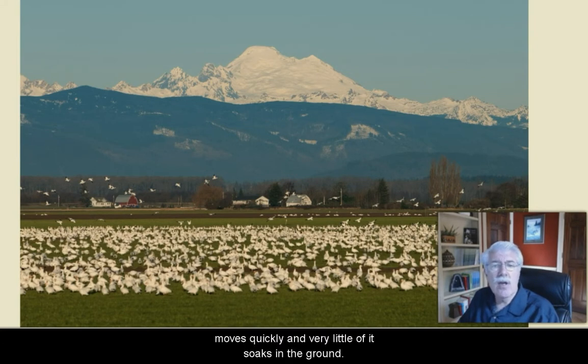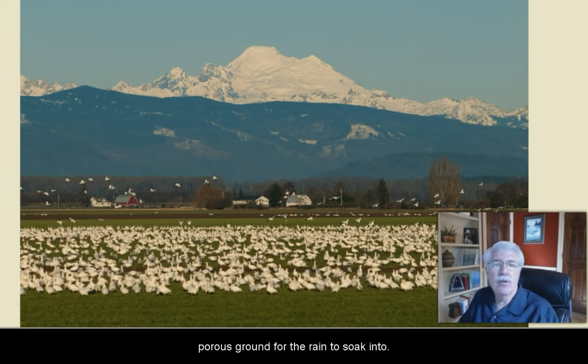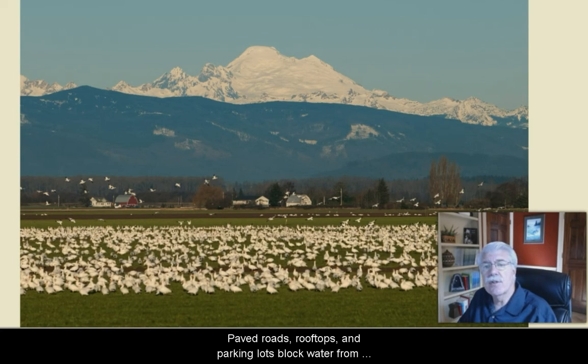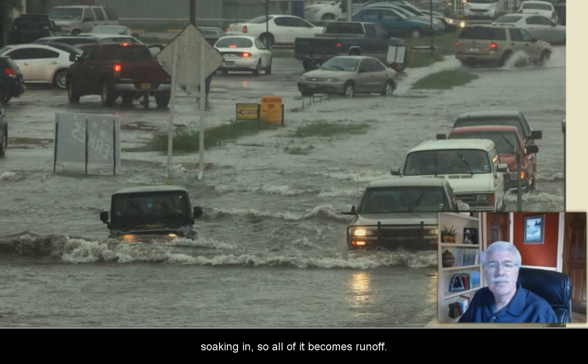If rain is hitting the ground faster than it can soak in, it becomes runoff. The slope of the ground also affects runoff. On steep slopes, water moves quickly and very little of it soaks into the ground. Hard surfaces reduce the amount of water that soaks into the soil even further.